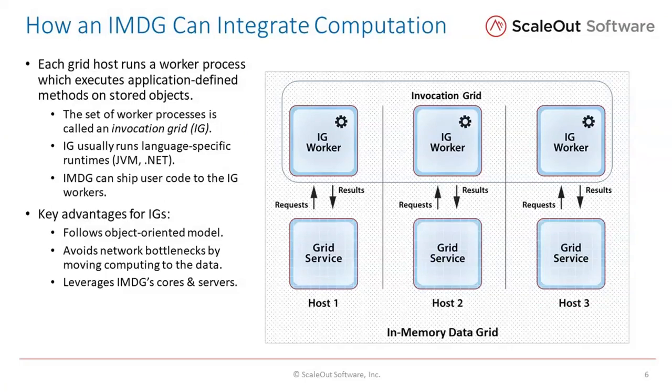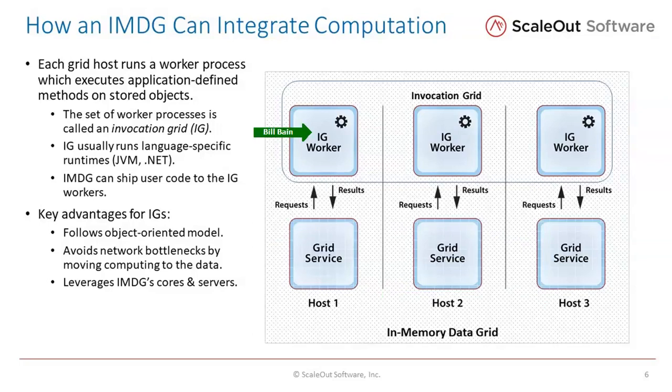So how do we integrate computation into an in-memory data grid? Well, first of all, in-memory data grids are implemented typically as service processes or daemons in Linux or service processes in Windows, one process per server. So this represents 3 servers, which could be physical or virtual, with a grid service process running on each one. And then on each server, or host as we call it here, we spawn a second process called an invocation grid worker, or IG worker here.